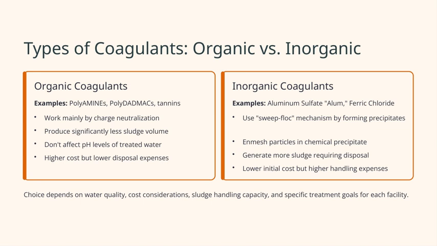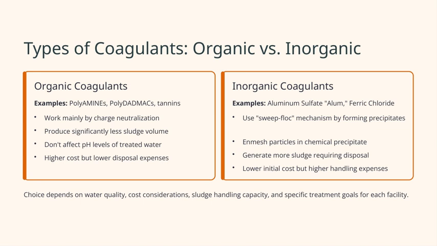Another important point is that organic coagulants don't affect the pH levels of the treated water, which can be beneficial depending on your treatment process. However, they tend to be more expensive upfront, but this is often offset by lower disposal expenses due to the reduced sludge volume.